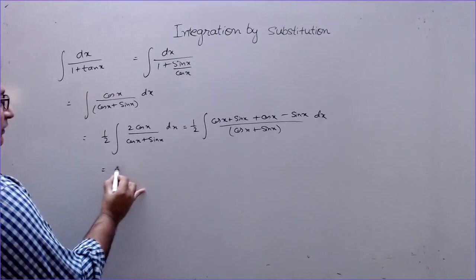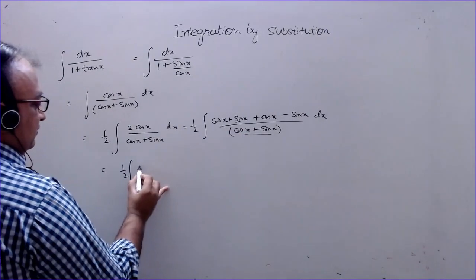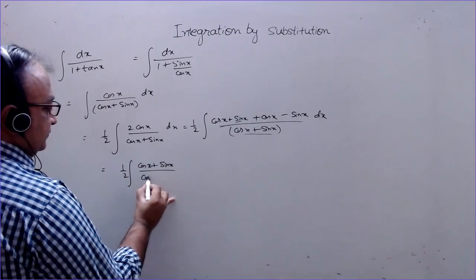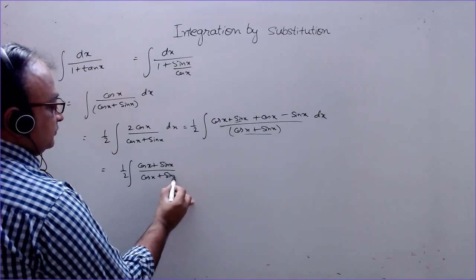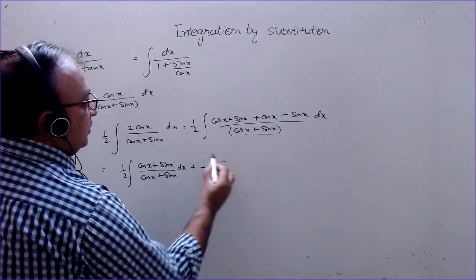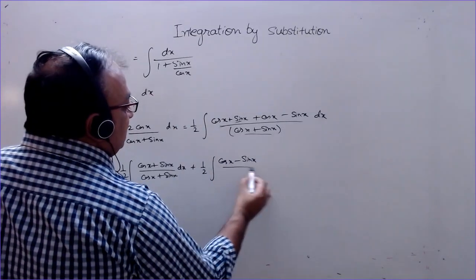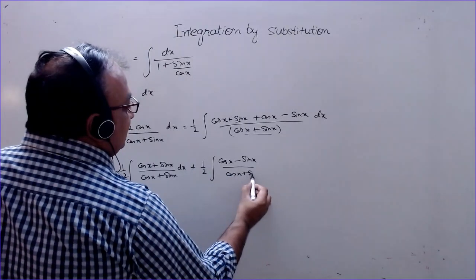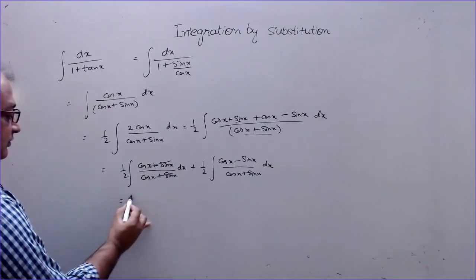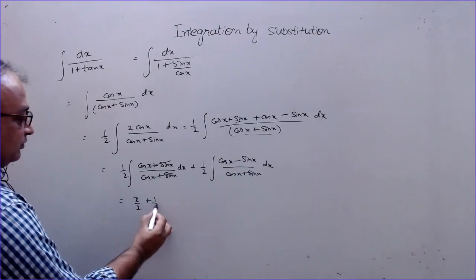Now you can divide numerator by denominator. This by this you will get 1, plus 1 by 2 cos x minus sin x over cos x plus sin x dx. This will be cancelled. So this is x by 2 plus 1 by 2.